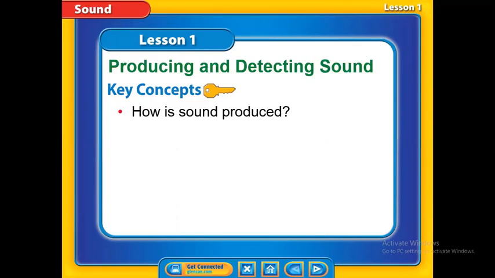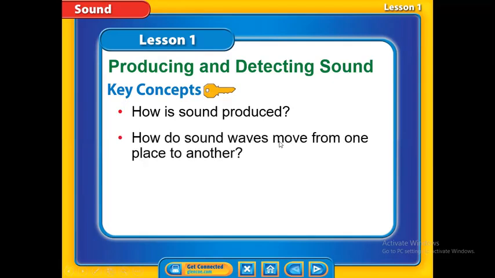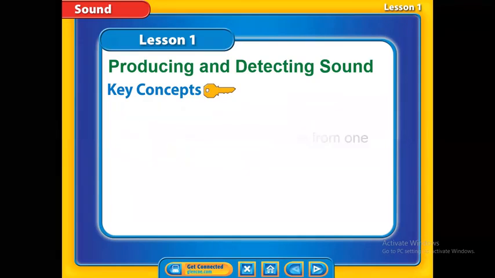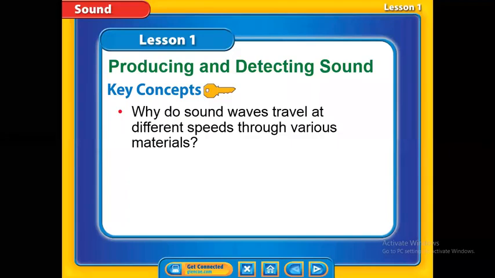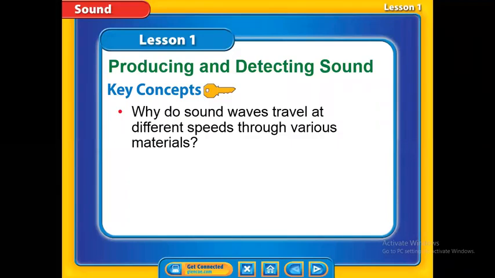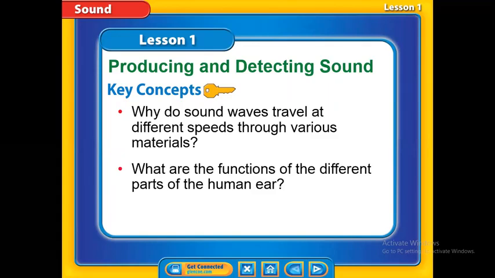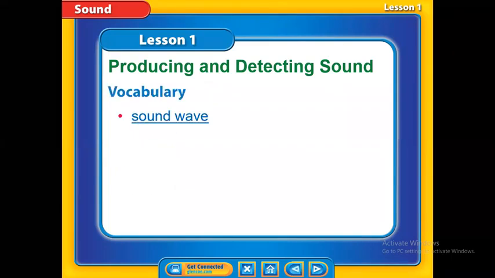How sound is produced is what we are going to learn about, inshallah, and how sound waves move from one place to another. Why do sound waves travel at different speeds through different materials? Like, why does the wave speed change when it travels through solids, not the same as it travels through the air, and so on. Last but not least, what are the functions of different parts of the human ear?